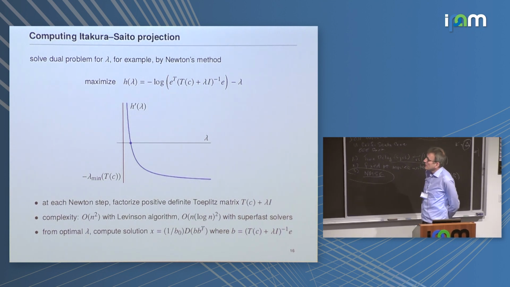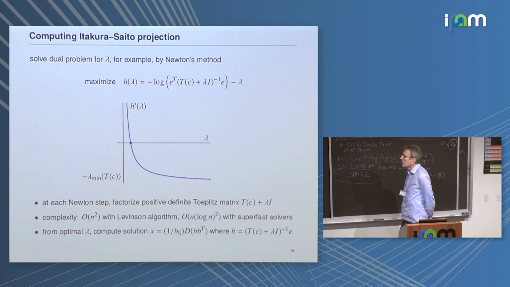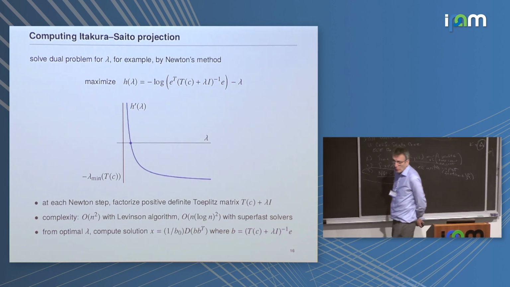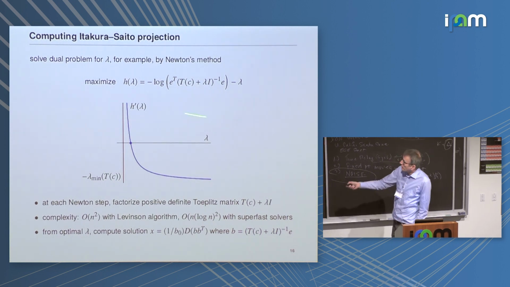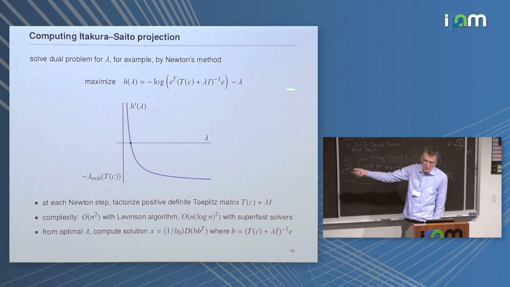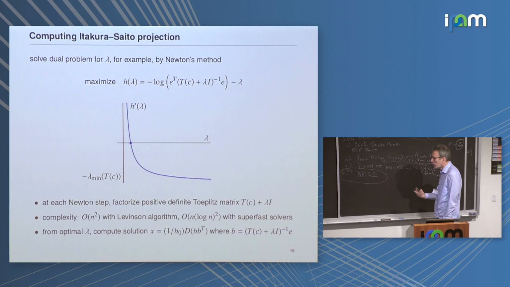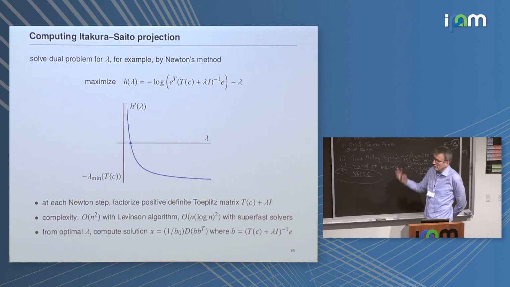So if you accept the fact that Newton's method for solving this one-dimensional problem will take a number of iterations that's fairly small and not too dependent on the size of the problem, then the cost is really dominated by the cost of solving these positive definite systems, which is n squared or maybe better. So you have a generalized proximal operator with a complexity of order n squared, as opposed to n cubed with the standard proximal.